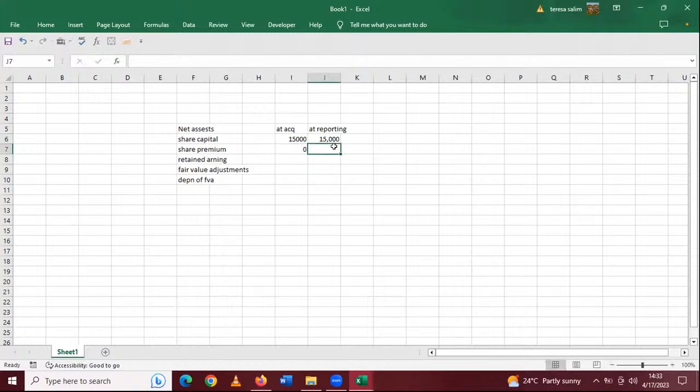This question doesn't have share premium. Thank you very much. So retained earnings at reporting were 25,000. Are you sure? Now 40,000, yes. Fair value adjustment, we had land, isn't it? For the fair value adjustment, it's always the same, at acquisition and at reporting. And the depreciation, we don't have it.